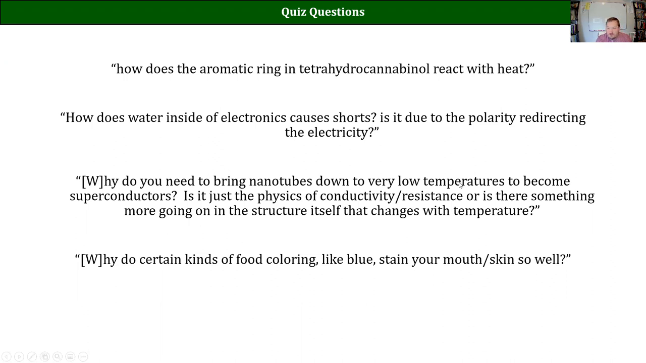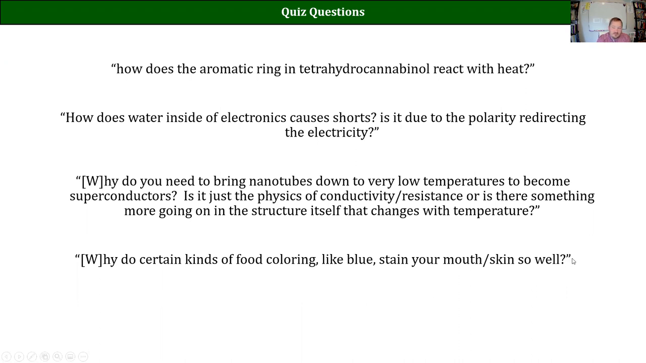So while everybody else is still getting logged on, we'll start with some of the fun questions that were asked. Why do certain kinds of food coloring stain your mouth and skin so well?